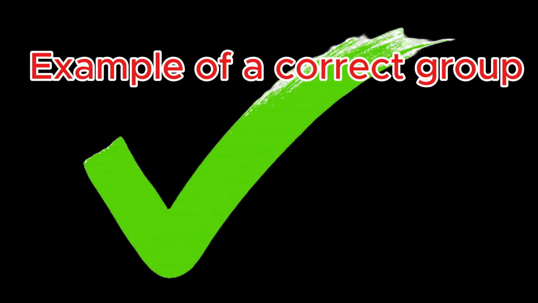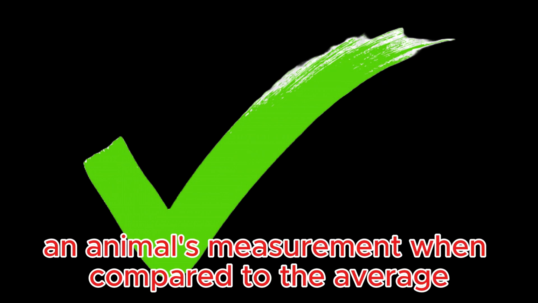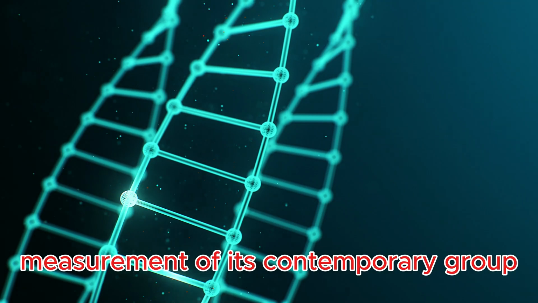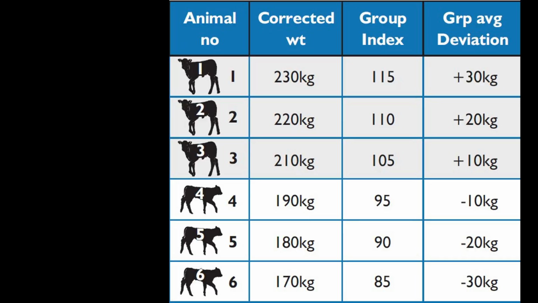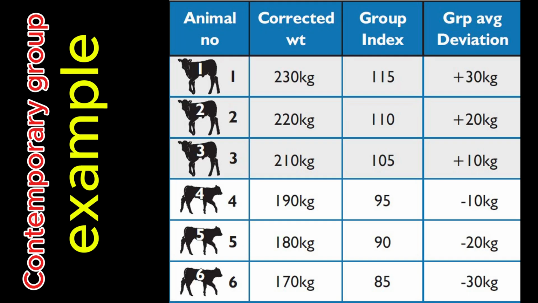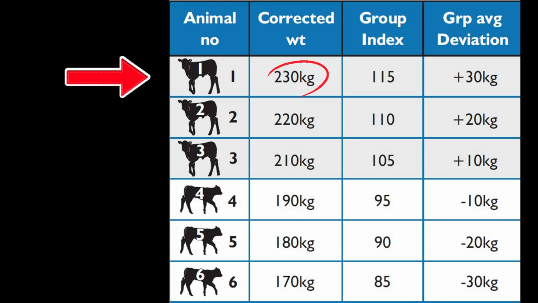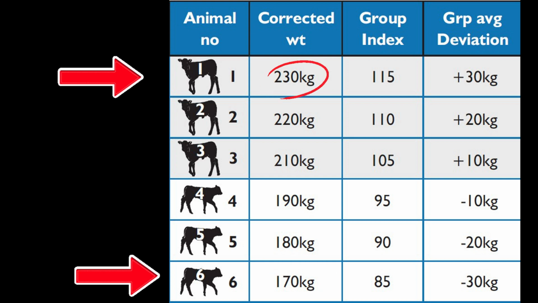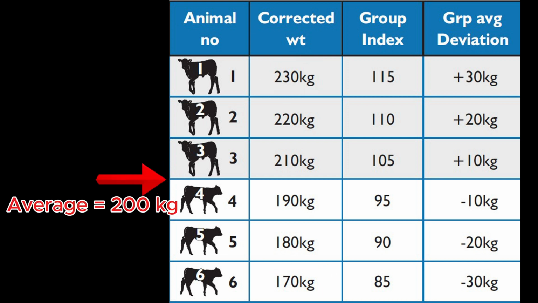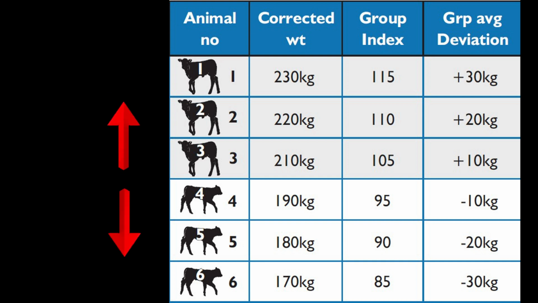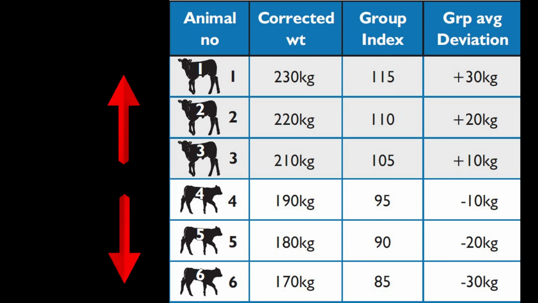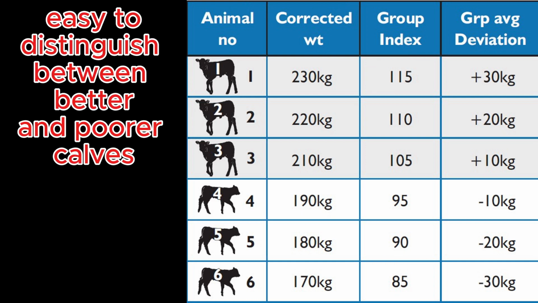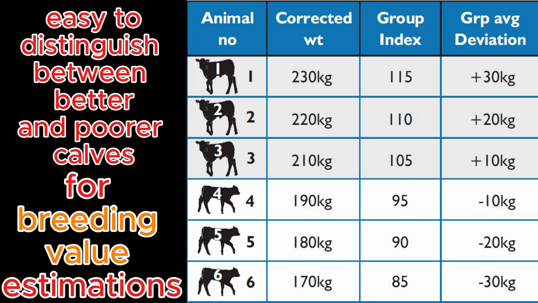The example of a correct group. An animal's measurement, when compared to the average measurement of its contemporary group, indicates its genetic potential. This is an example of a contemporary group that shows that calves' weights vary between 230 kilos and 170 kilos, with an average of 200 kilos for the group. It also shows lots of variation, because within-herd indices vary between 115 and 85. It is therefore easy to distinguish between the better and poorer calves.